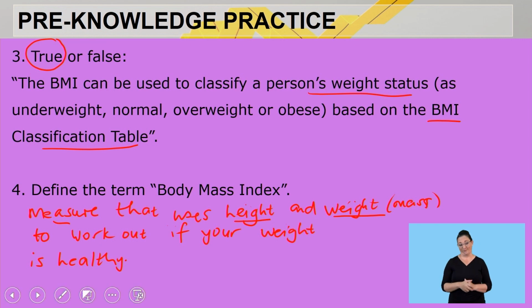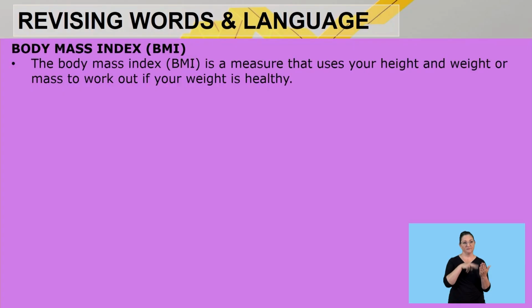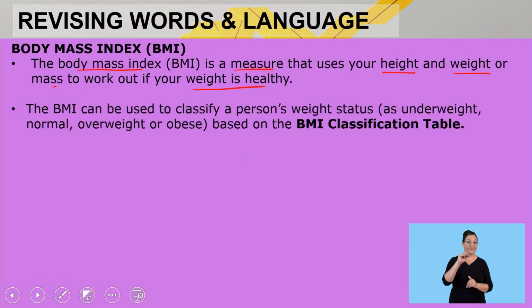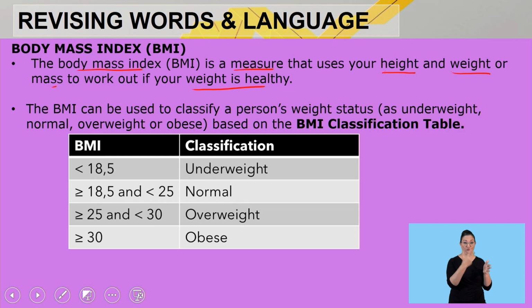Now let us quickly look at some other important words and terminology as well. Just to go through it again, here I've indicated that BMI, body mass index, is a measure, as I've explained now with our quick practice, that uses your height and your weight or mass to work out whether your weight is healthy. What else is important here is that the BMI can be used to classify a person's weight status, as I've indicated, as either underweight, normal weight, obese, or overweight. Then, guys, here is the BMI classification table. Remember, I referred to this earlier on.